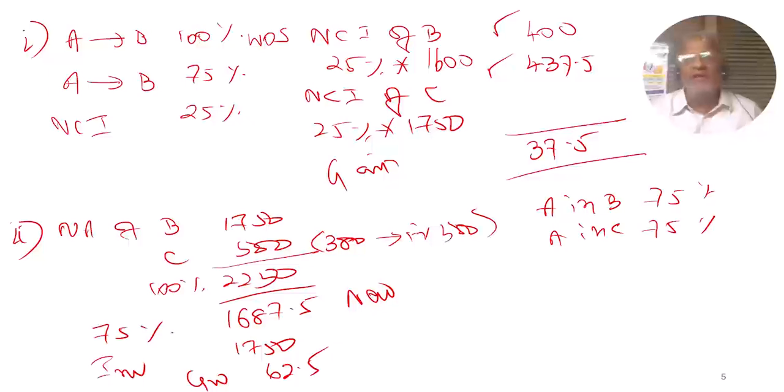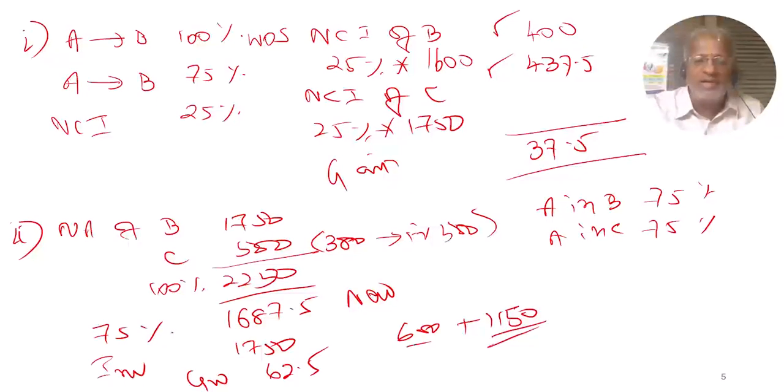So goodwill arises in the process of C Limited paying to A Limited 1750. How is that? They have said 600 in the form of equity capital and 1150 in the form of additional paid in capital. Do you remember that? So we have got two important questions answered. One is the gain of 37.5, the other one is goodwill of 62.5.